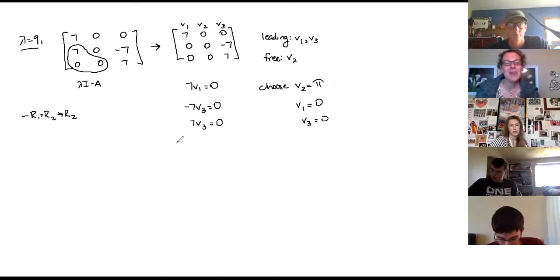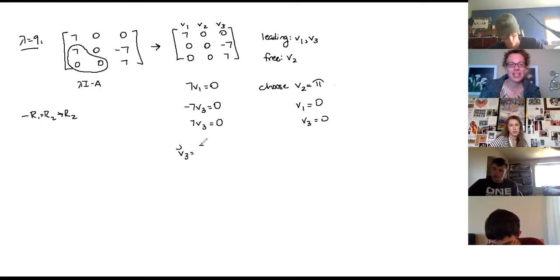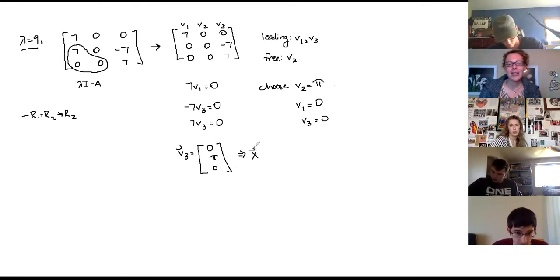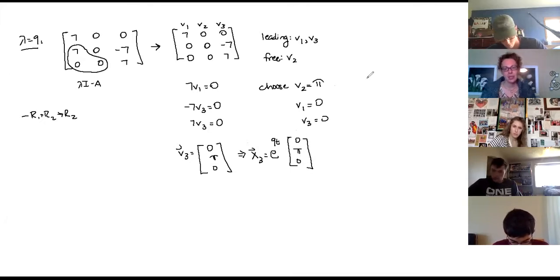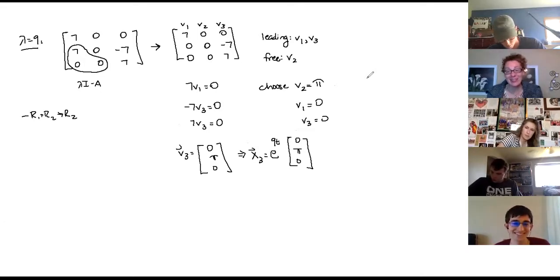All right, so my vector V3, we're up to V3 in this case, is 0, pi, 0. And my vector X3 is e to the 9t times 0, pi, 0. You could have picked 1 if you wanted to, but that's boring, and it doesn't affect anything else. It doesn't make the algebra all that much more difficult.